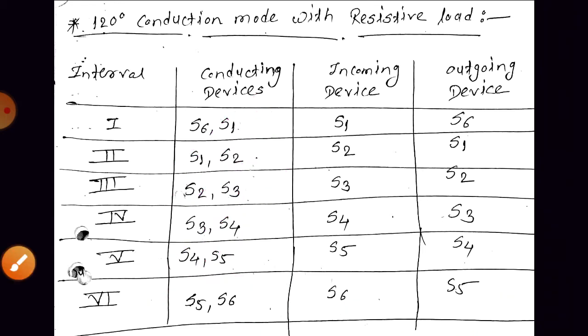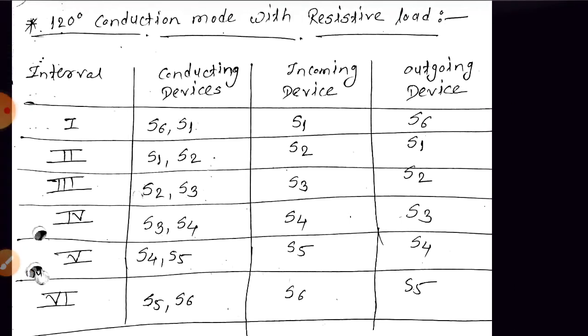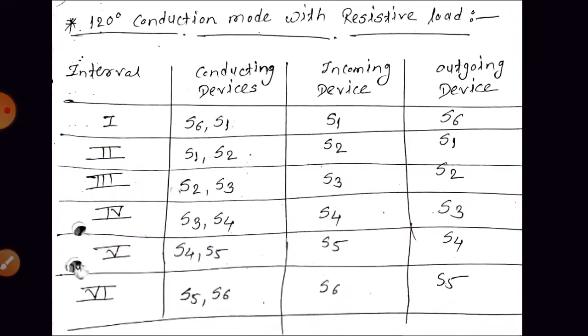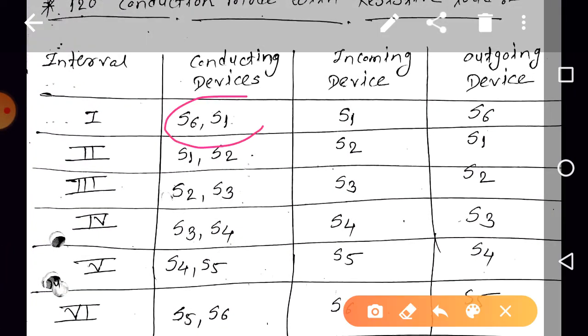So each switch will be on for 2 intervals. 2 intervals means 2 into 60 degree, since each interval is of 60 degree, right? So 60 into 2 is 120 degree. So the conduction of each switch will be for 120 degree. Very important: each switch conducts for 120 degree. But a switch pair, that is, the 2 switches forming the switch pair, conducts for 60 degree. Each switch conducts for 120 degree, but each switch pair conducts for 60 degree, right?